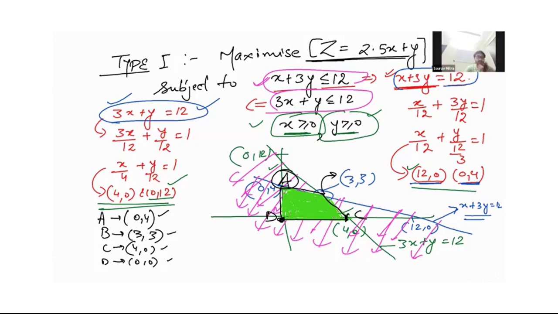So if we start putting the value 0 comma 4 in this equation, 2.5 into 0 plus 4, you will get 4.